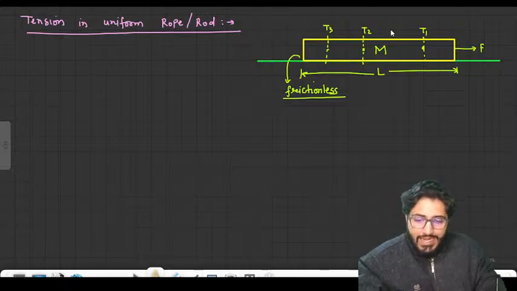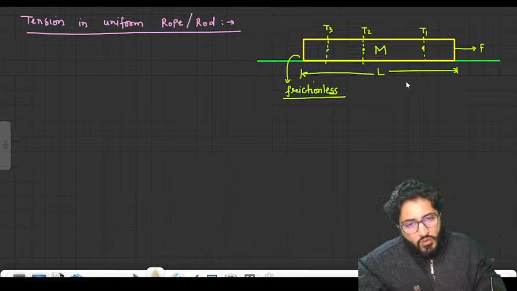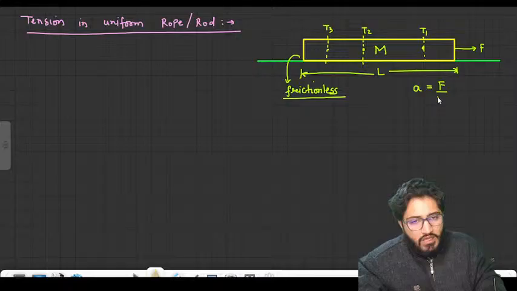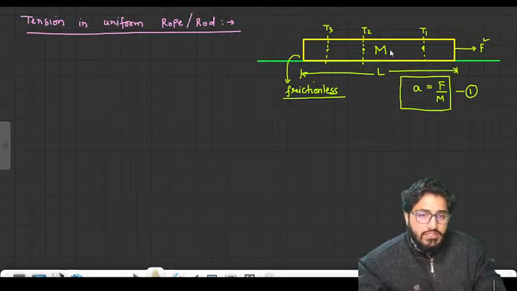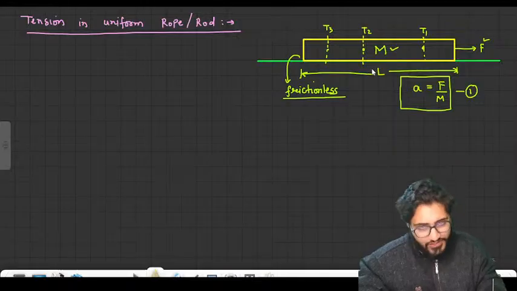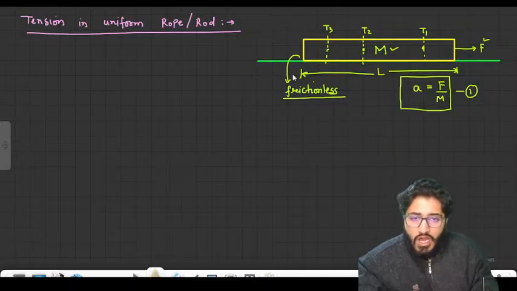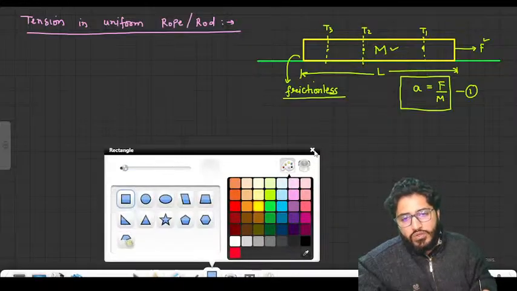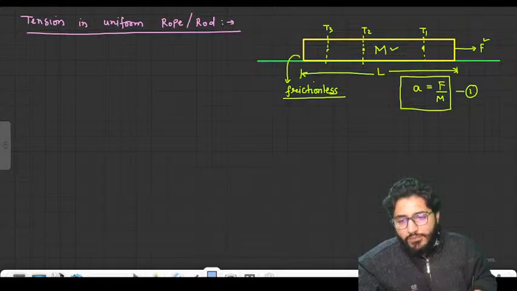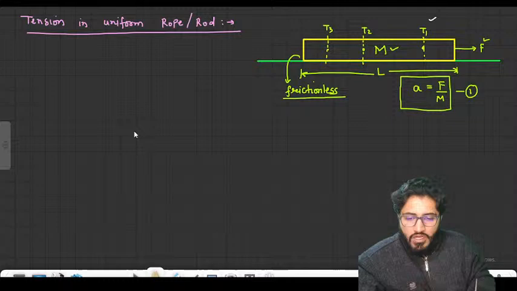Look, to tackle this, first of all, what is acceleration? Acceleration is net force by mass. This is the general formula, a universal truth formula. Force is F, mass is M. So we got our acceleration. Now, how to find the tension? Let us suppose I need to find out this tension, this T1. So what can I do?